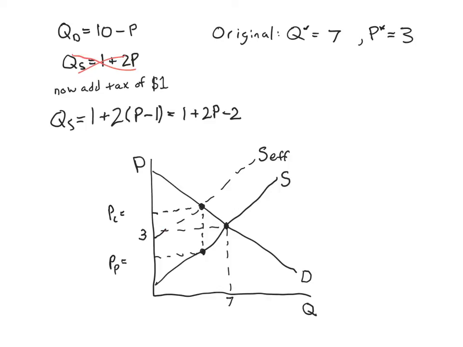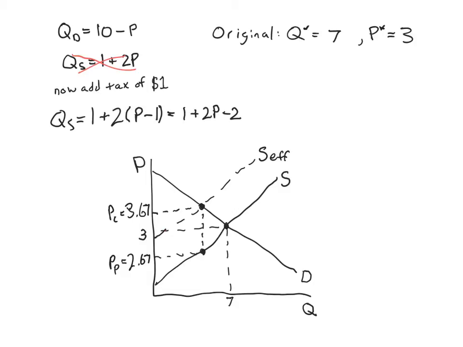I think it's worth it to work this out and rearrange it so it says P in terms of Q, and you'll see that it has shifted up by exactly $1. So now we can combine this equation with this equation and solve for the new prices. I'm going to leave that to you as an exercise. What you should get is that the new consumer price is 67 cents higher, approximately. So the new consumer price is $3.67.